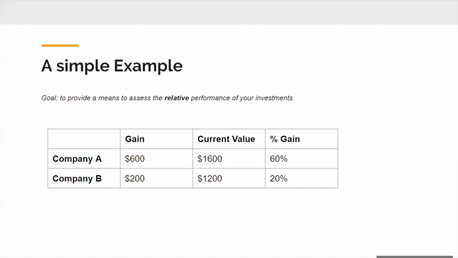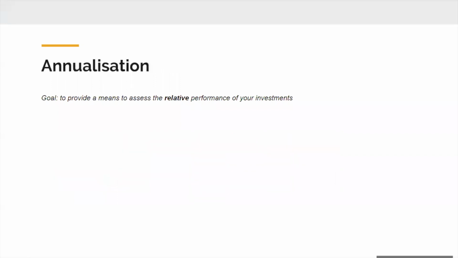This could be horribly misleading, however, because in order to assess the relative performance of each investment, we actually need to look at the rate of return, which means the return with respect to the time that it's been invested. So if I told you that investment A had been held for 3 years and investment B had only been held for 1 year, that might change the way you think about which one is the better performer.